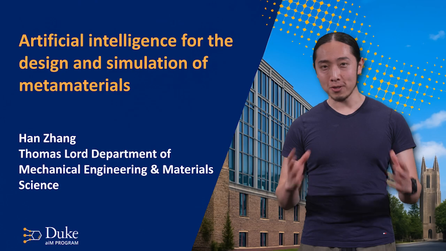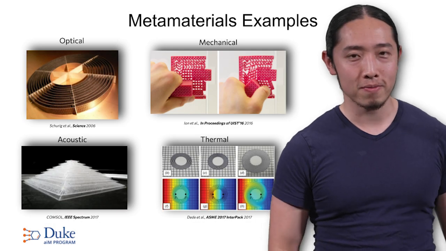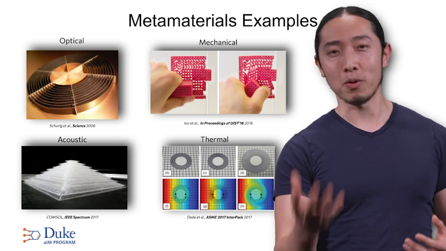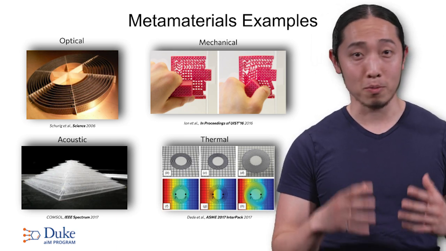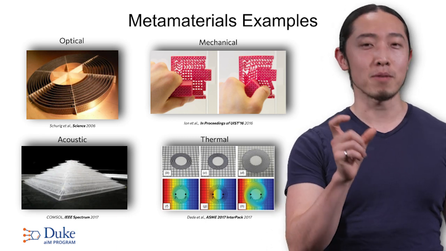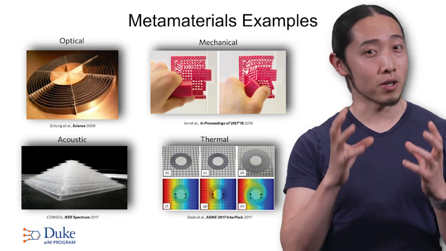My research is at the intersection of AI and metamaterials. So what are metamaterials? Well, normally with materials you play around with the chemistry to get new properties. But with metamaterials, you play around with the chemistry and the geometry. And that geometry gives the metamaterial additional properties that a solid chunk of the material would not have.